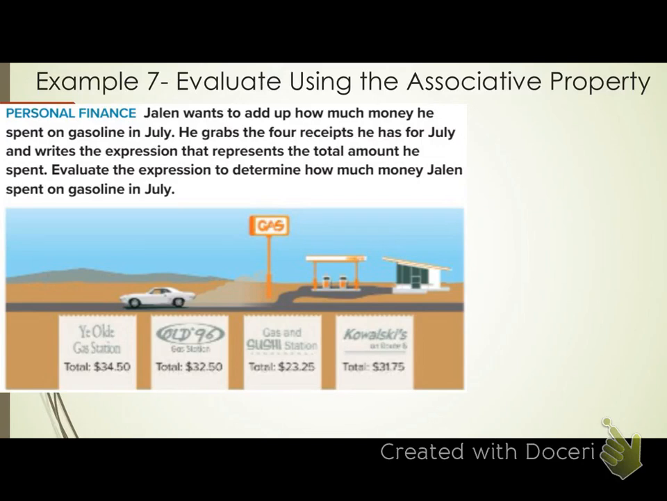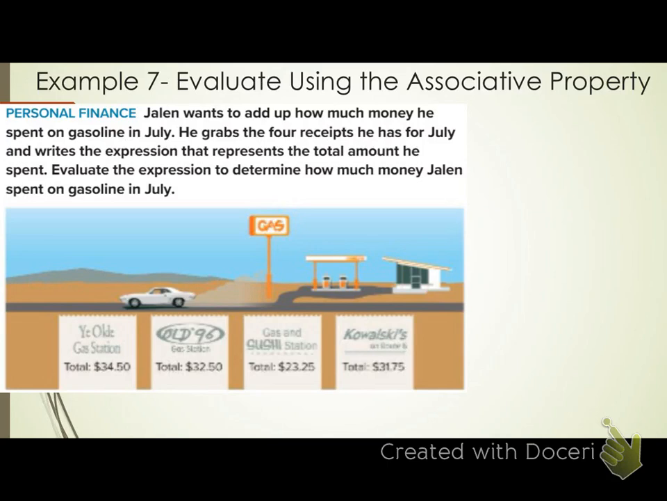Example 7 here. Jalen wants to add up how much money he spent on gasoline in July. He grabs the 4 receipts he has for July and writes the expression that represents the total amount he spent. Evaluate the expression to determine how much money Jalen spent on gasoline in July. So, here's his 4 receipts from his gas fill-ups on his car. He wants to find the total amount he spent in July. So how would I find that total amount given these 4 receipts? Add them all up, right? That's going to give me the total amount of money he spent on gasoline in the month of July.